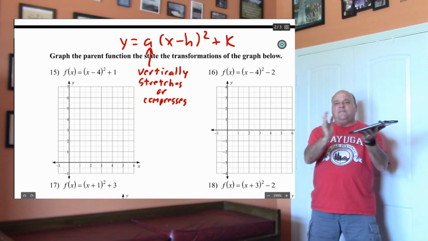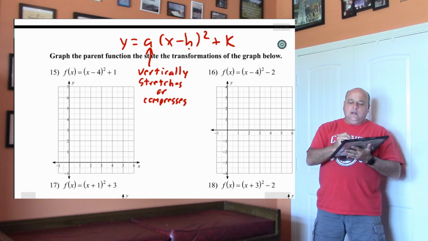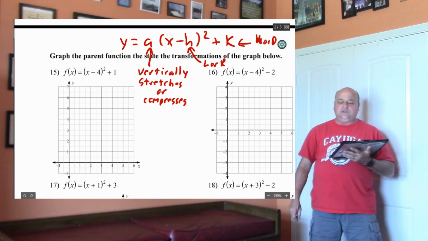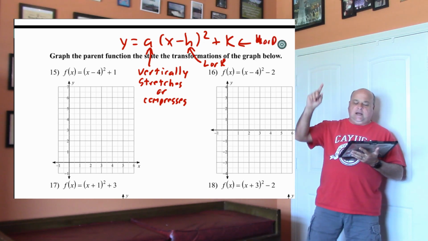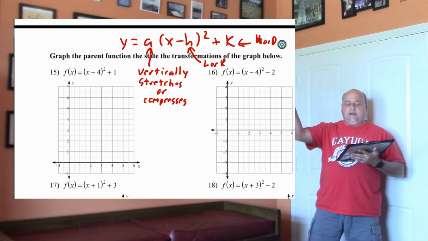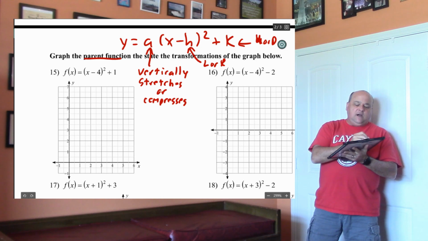This is going to make the graph thinner or wider, okay? The h moves it left or right, and the k moves it up or down. I'm just using the first letters there. So the h is left or right, the k is up or down, and also remember the h is opposite, right? Also it says graph the parent function.